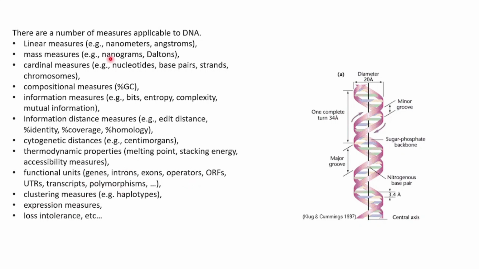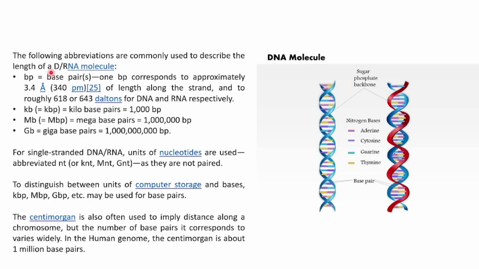So these are the various units that we use to generally denote our DNA and nucleic acids. The most popular one is the base pair, that you said right now. One base pair corresponds to approximately 3.4 angstrom of length of the strand and to roughly 643 daltons for DNA and RNA. And kilo base pairs is 1000 base pairs, mega base pairs is 1 million base pairs.